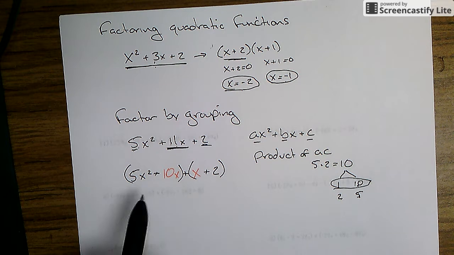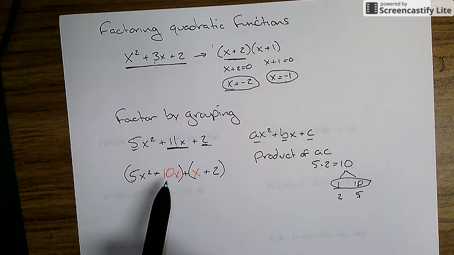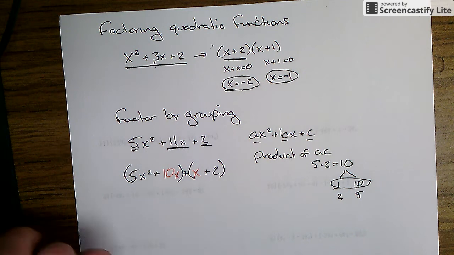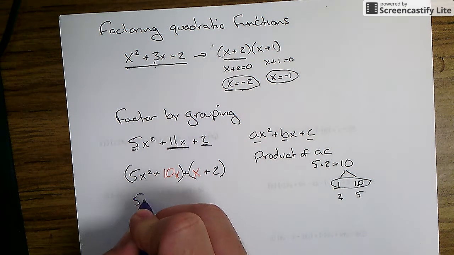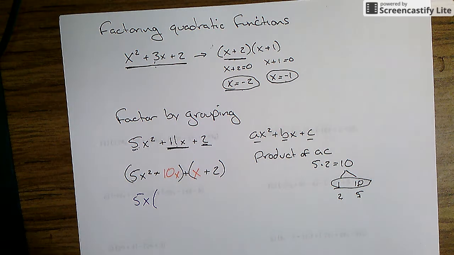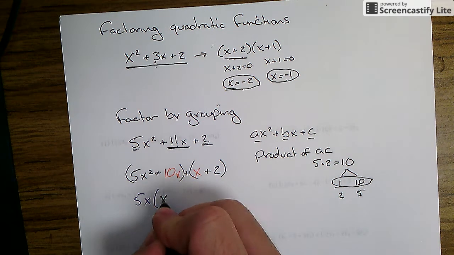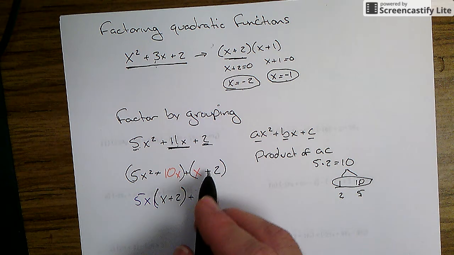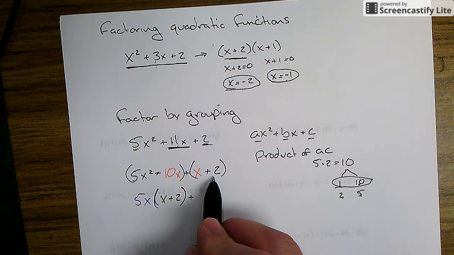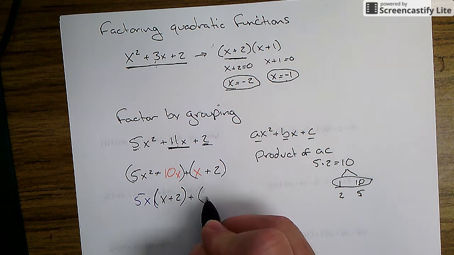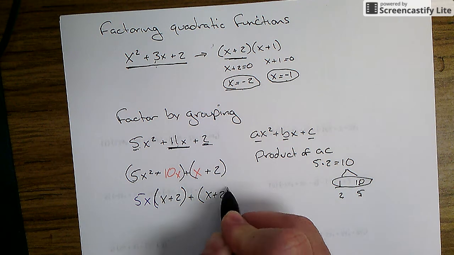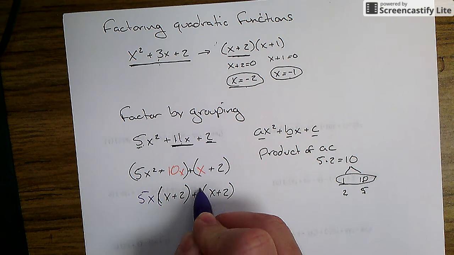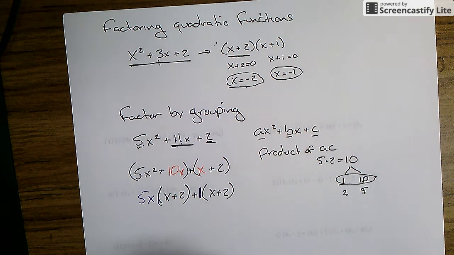So now that we have our 5x squared plus 10x, we want to look at what's the greatest common factor that we could pull out of this. And looking at it, we can pull out a 5x. And that's going to leave us with x plus 2 inside. And then x plus 2, we cannot factor anything out. There's no greatest common factor there. So we're just going to leave it as x plus 2. Now, one thing to remember, in front of this x plus 2, there's an implicit 1. There's always that 1 value there.